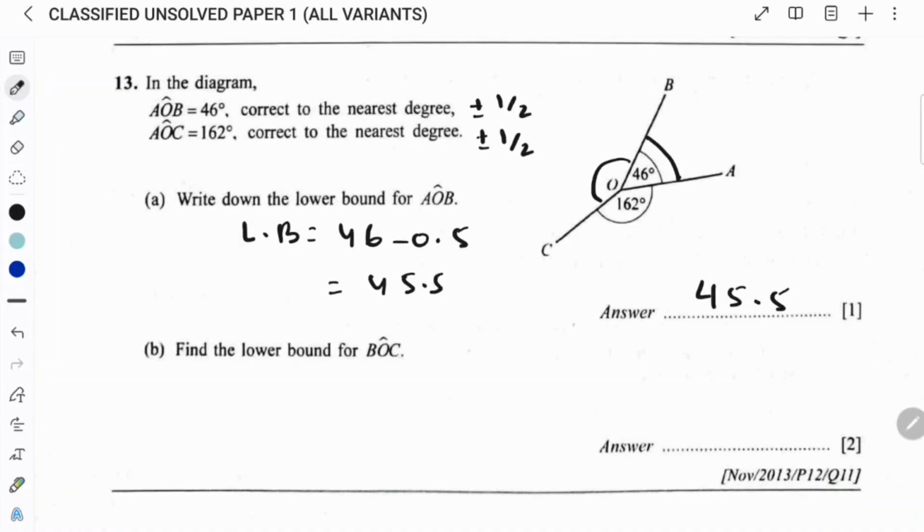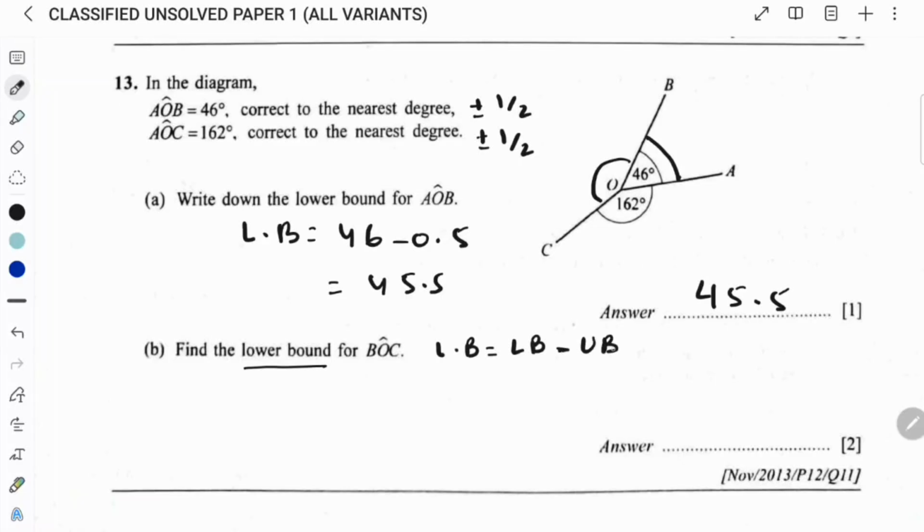Obviously we'll take 360 minus the upper bound of both of them, because this is the lower bound required. In a difference question, the lower bound is equals to the lower bound, and we subtract the bigger number, that is the upper bound.